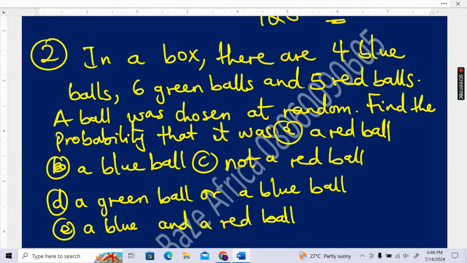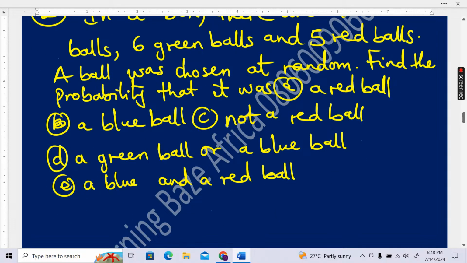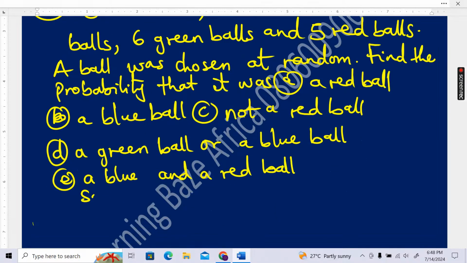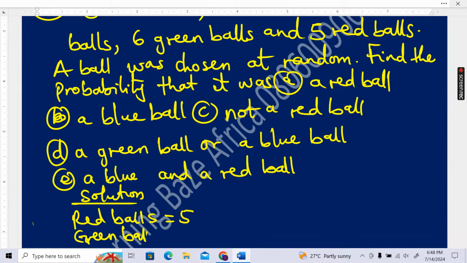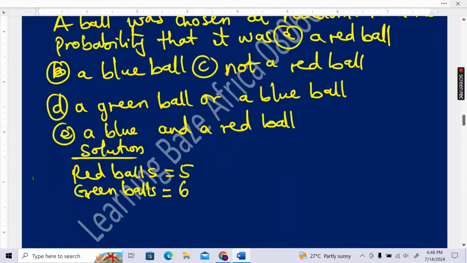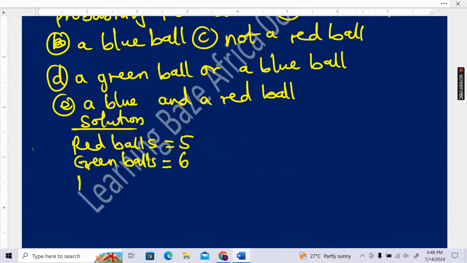Now you can see that we have 5 questions under one. In a box, there are 4 blue balls. So let's write everything out. You have to show your steps. Now, the first one. That we have red balls, 5 red balls. Then the green balls, we have 6. Then for the blue balls, we have 4.